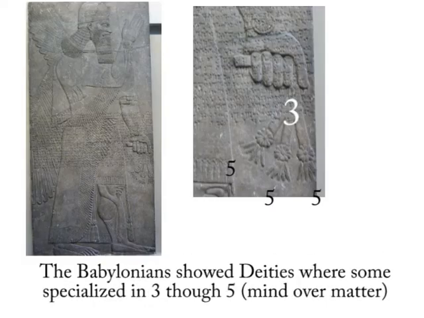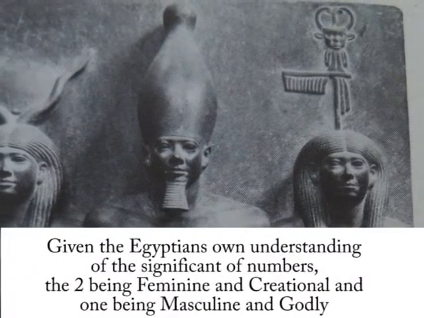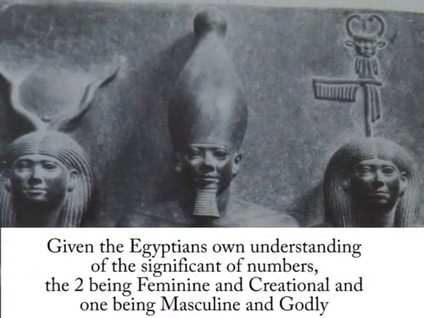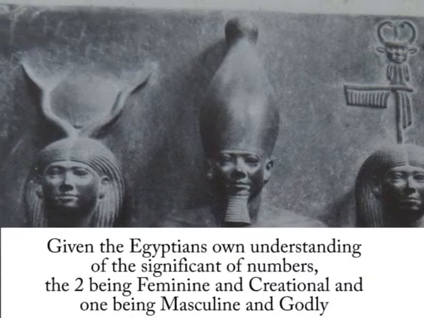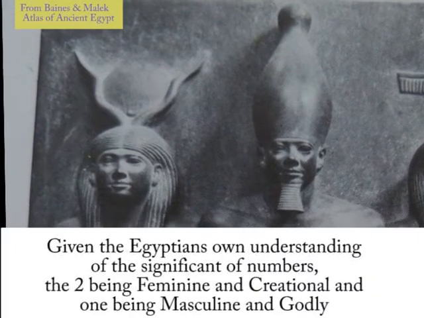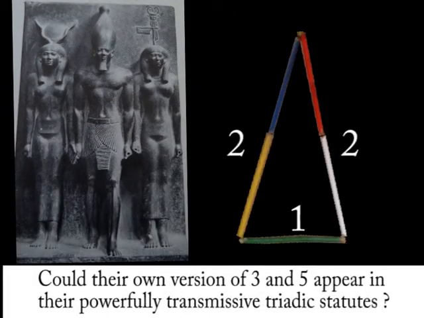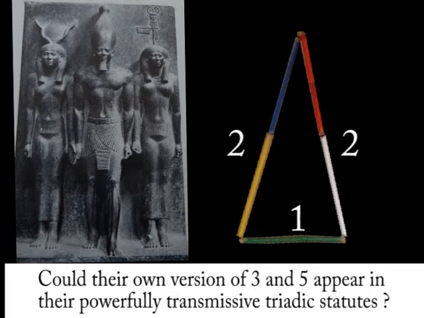The Babylonians showed deities where some specialized in 3 through 5, mind over matter, and others specialized in 5 through 3, development through the body, like dancing. Given the Egyptian own understanding of the significance of numbers, the 2 being feminine and creational, and the 1 being masculine and godly, could their own version of 5 and 3 appear in their own powerfully transmissive triadic statues?